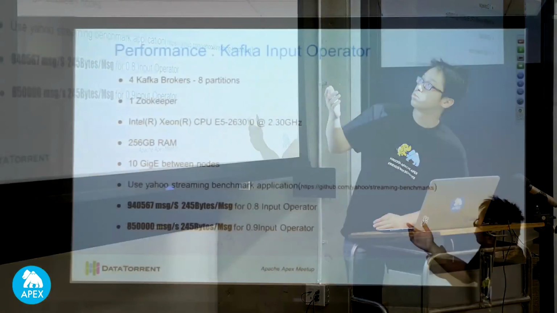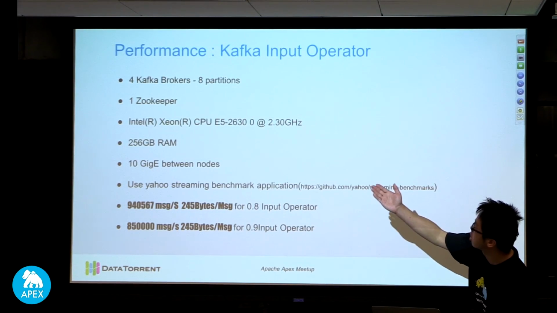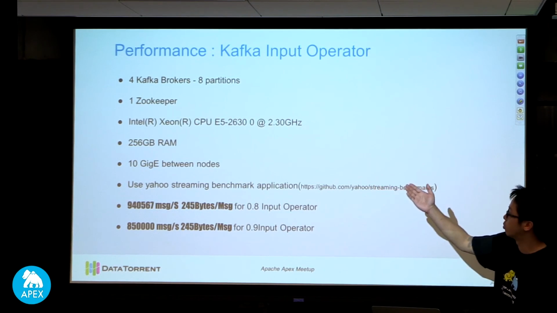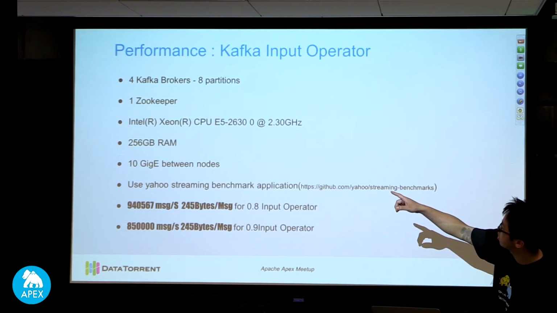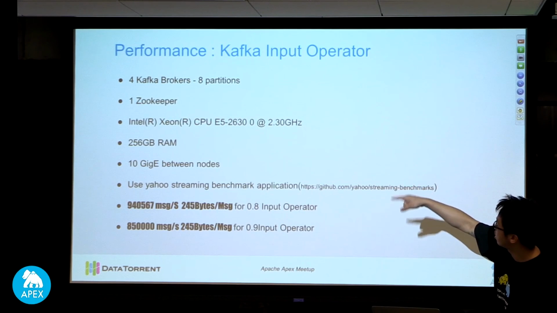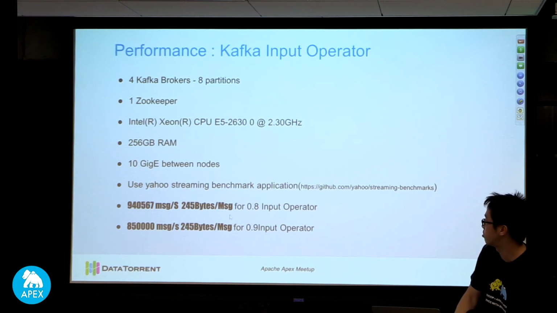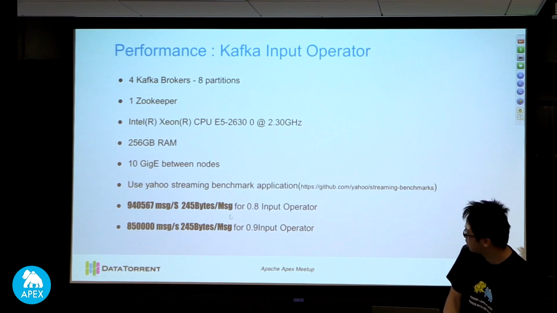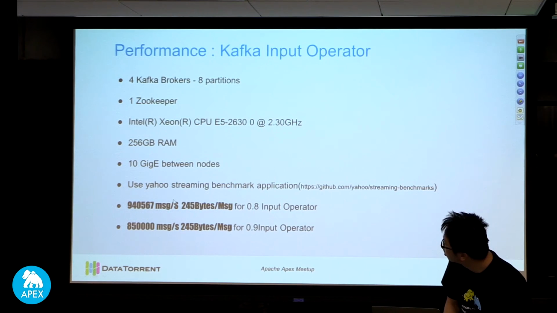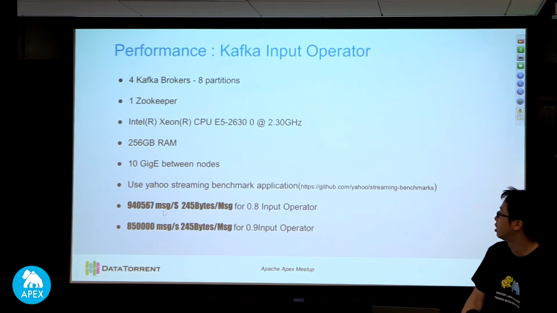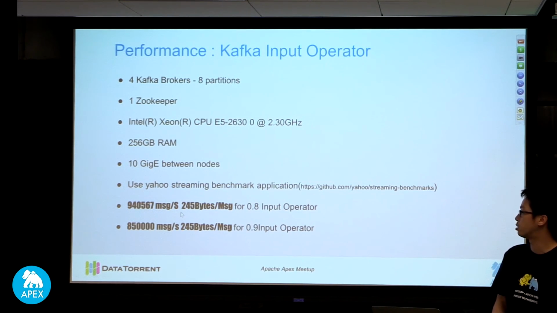So for this Kafka input operator benchmark, we set up a cluster of 4 Kafka brokers, and we create a topic with 8 partitions. We use 1 zookeeper, and here are the hardware parameters, and those are the numbers we get from the benchmark application. For the old input operator, we get above 900,000 messages per second, and each message is about 250 bytes.